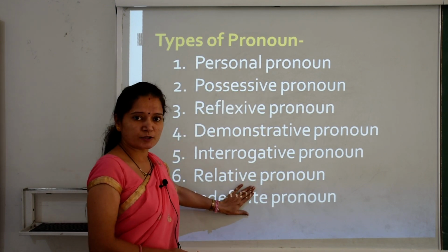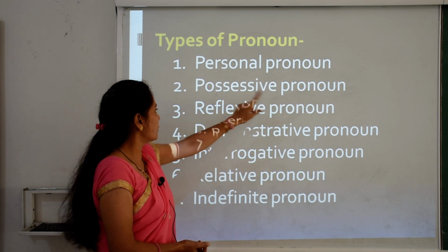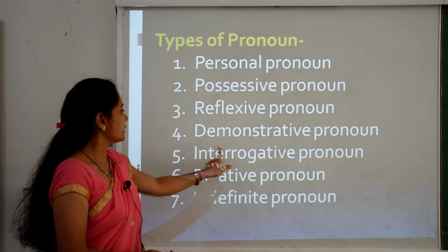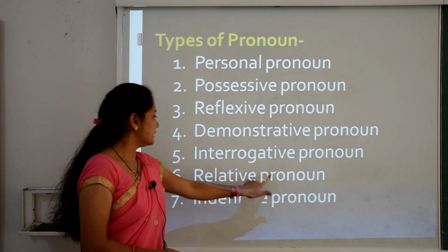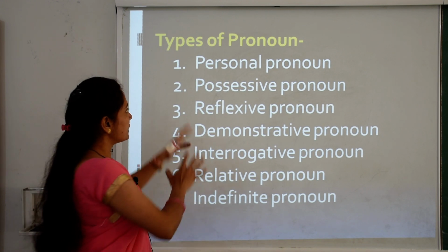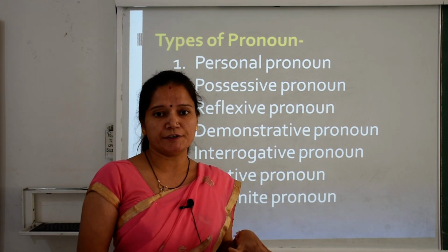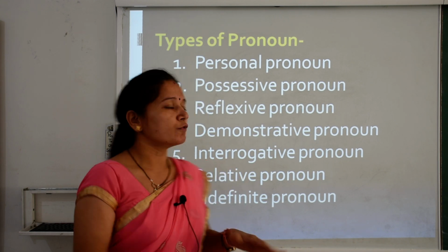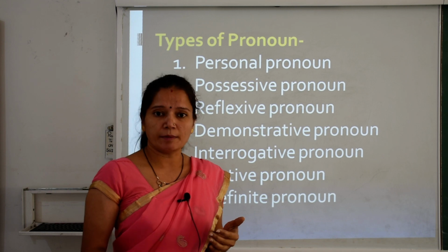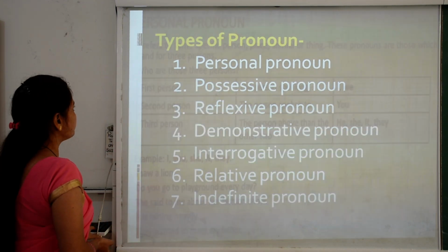Okay. Now let's move on to the types of pronoun. There are 7 types of pronoun. First, personal pronoun. Second, possessive pronoun. Third, reflexive pronoun. Fourth, demonstrative pronoun. Fifth, interrogative pronoun. Sixth, relative pronoun, and seventh, indefinite pronoun. I'll teach all these pronouns one by one in this video, so you will get to know the usage of these pronouns and what you need to remember. So let's start first with the personal pronoun.